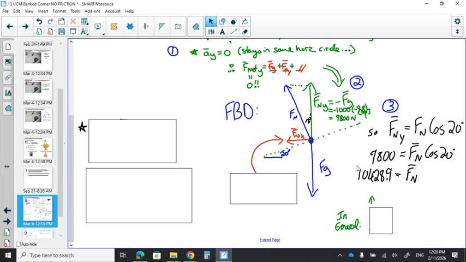Well, that 9,800 divided by cos 20, what is that? It's mg divided by cos theta, right? Let's keep that in mind. In general, it's just the mass times the gravity divided by cosine of the angle.